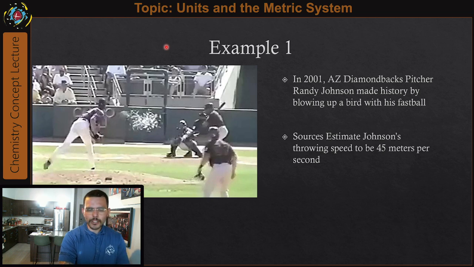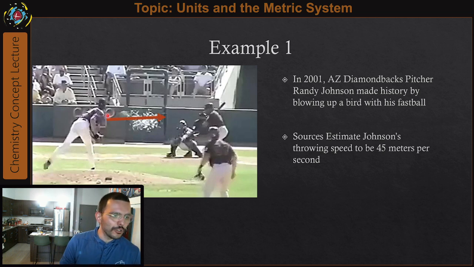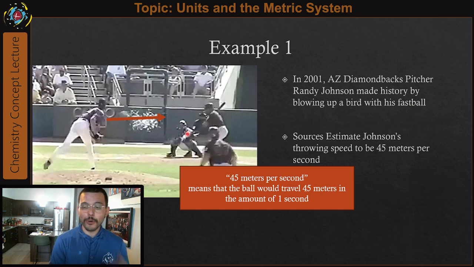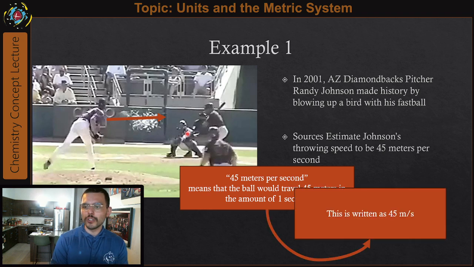So sources estimate Johnson's throwing speed to be 45 meters per second, which, what does that mean? That means that in the time that the ball flew from here to here, if it traveled for 1 second, it would have traveled exactly 45 meters. So 45 meters per second means that the ball would travel 45 meters in 1 second, which you can then write as 45 meters per second.